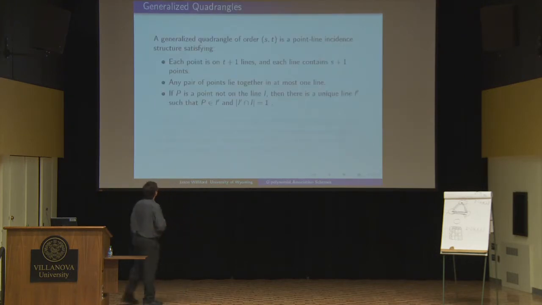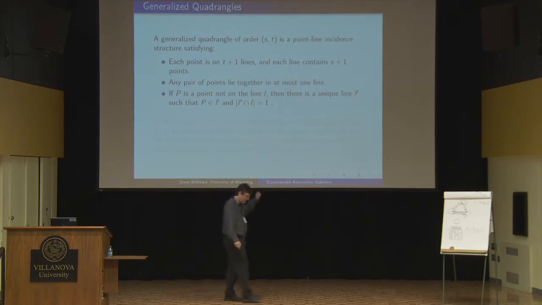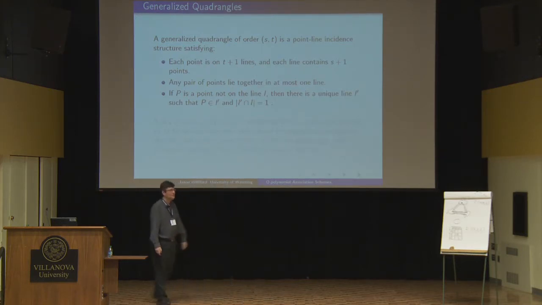Okay. So now to talk about some other families that I mentioned there was recent activity on. A number of these take place inside generalized quadrangles. So I need to pause to define a generalized quadrangle. It's a point-line incident structure with a good deal of regularity.